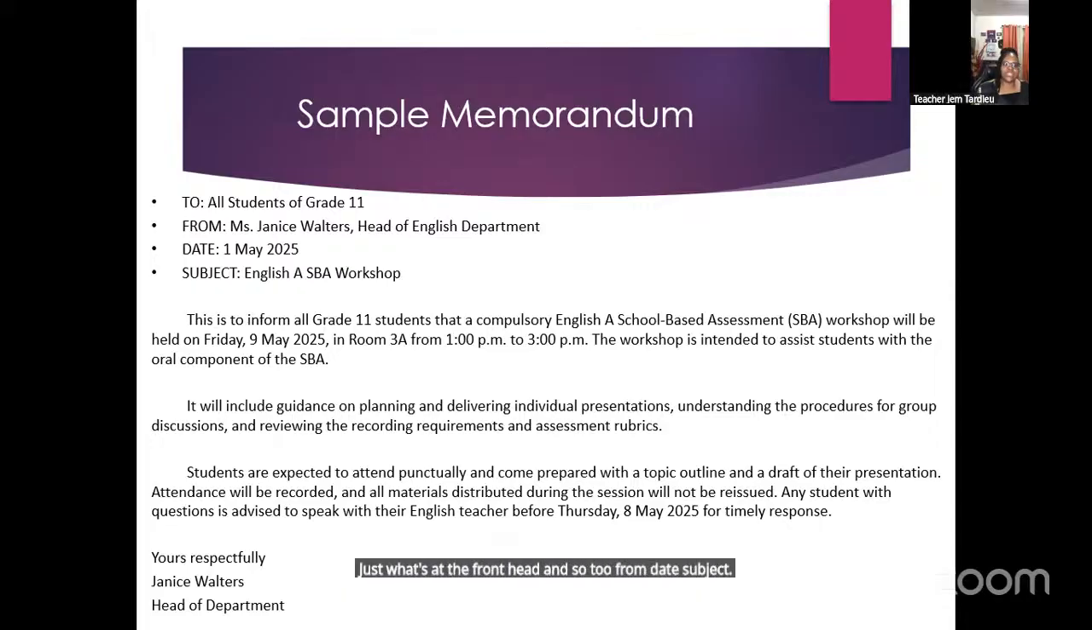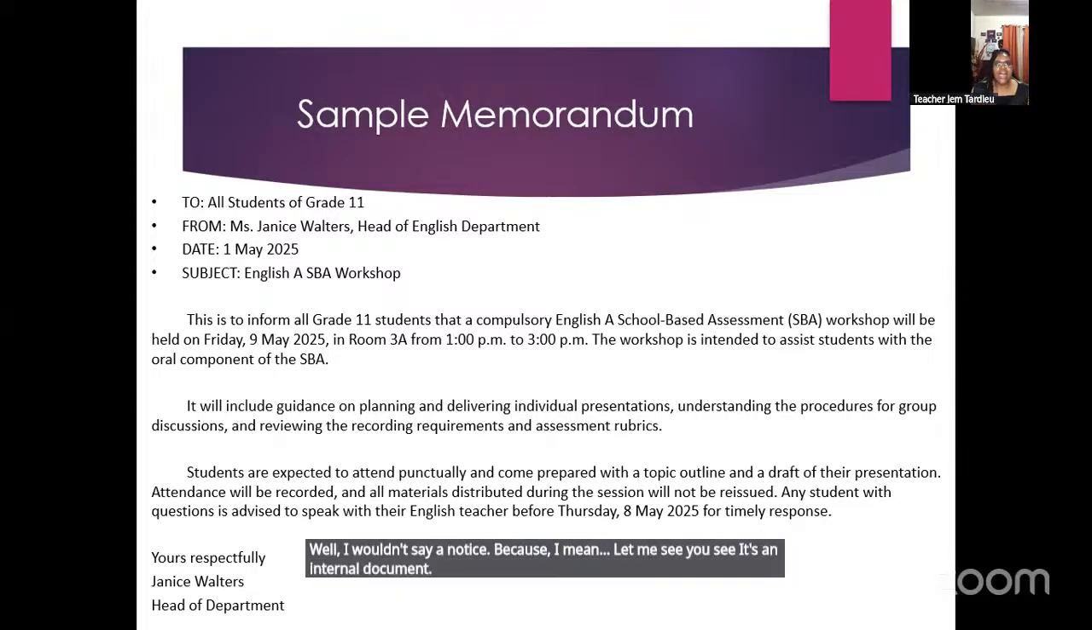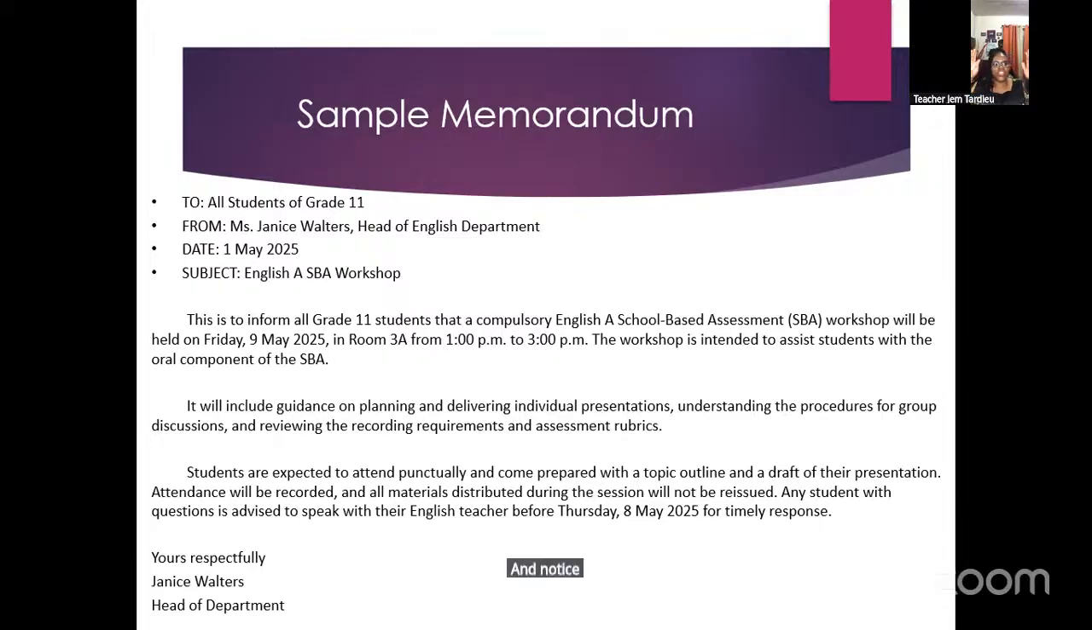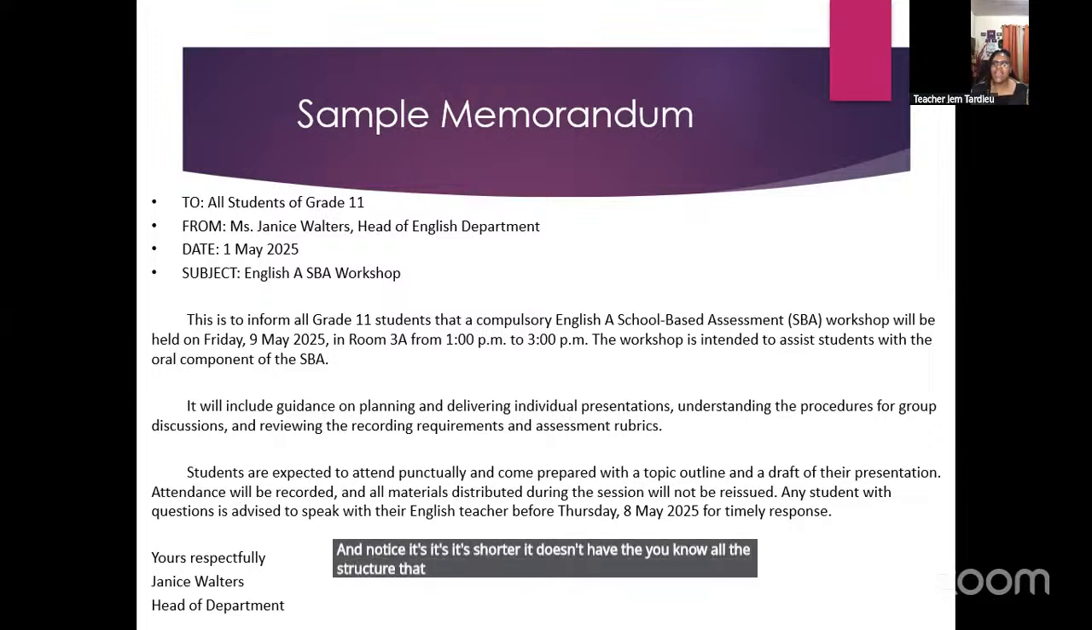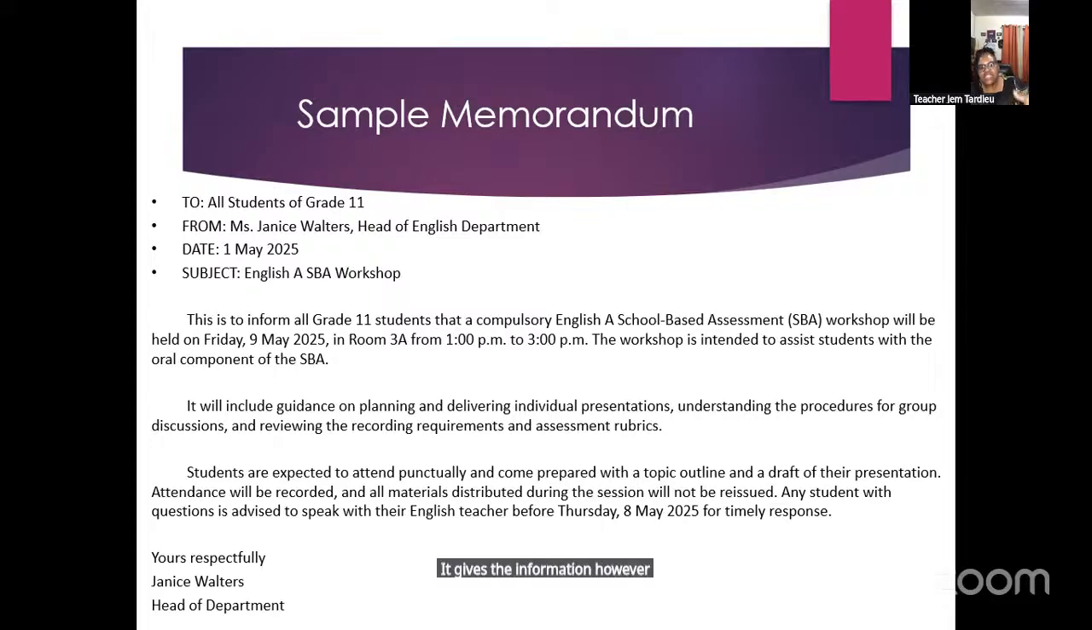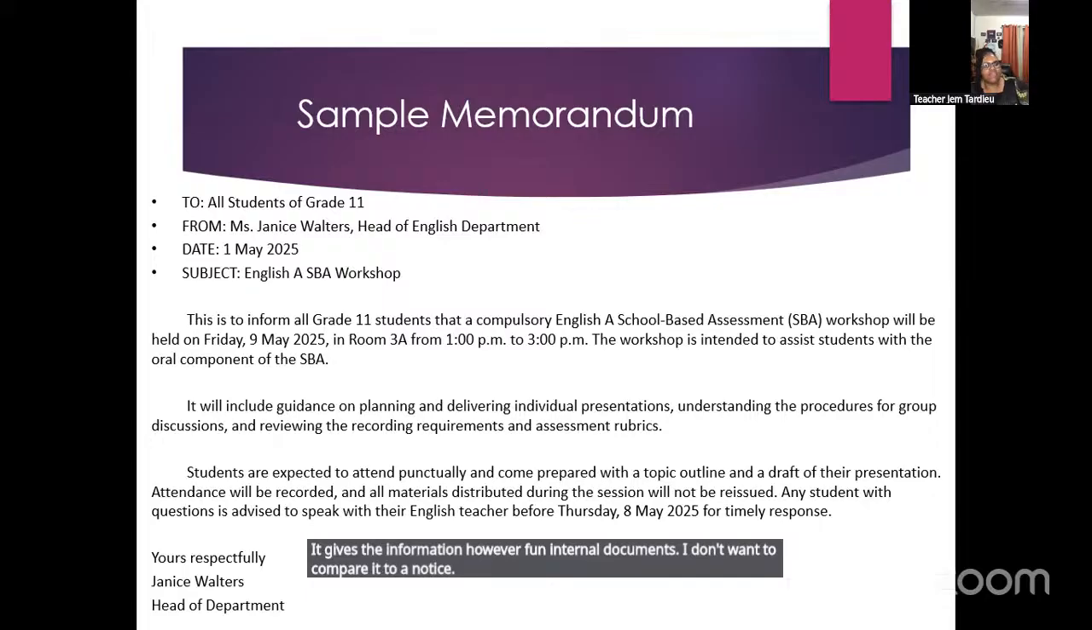Well, I wouldn't say a notice because, I mean, let me say, you see, a memo, it's an internal document. A notice, it's shorter. It doesn't have all the structure that may be there. It gives information, and expository writing does that. It gives information. So whether it's an email, whether it's a notice, it gives the information. However, for an internal document, I don't want to compare it to a notice because a notice is on its own.